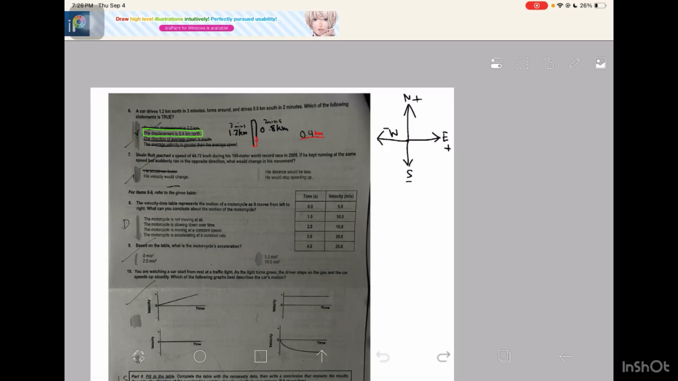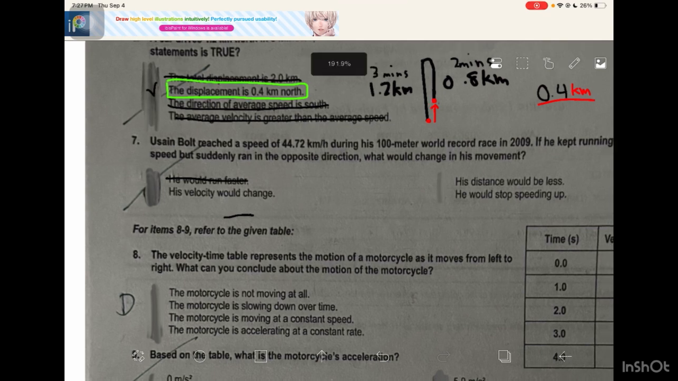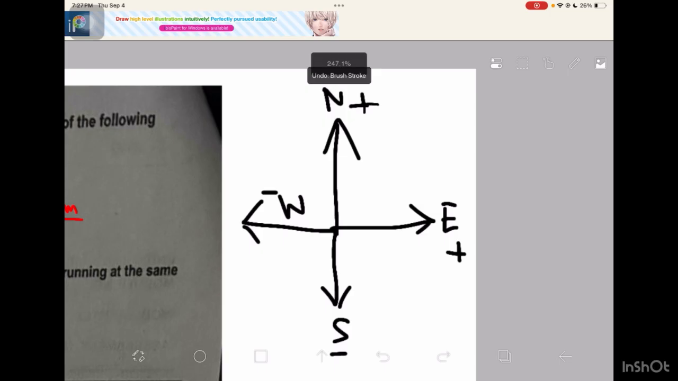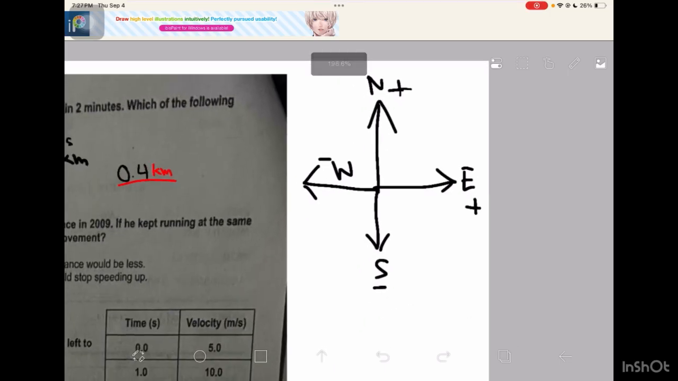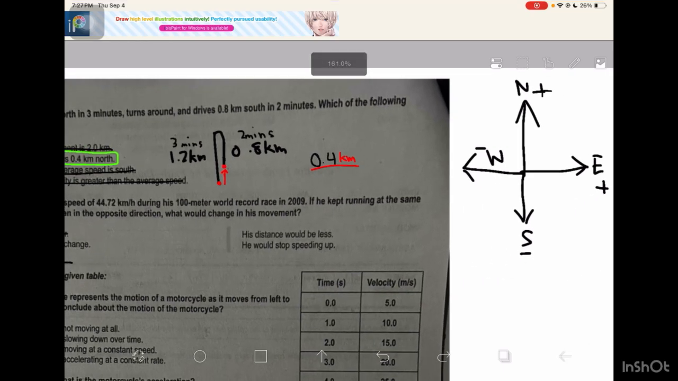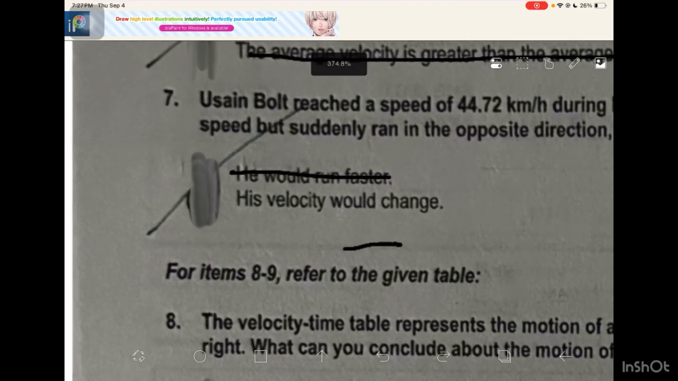And let me just verify this with our answer sheet. Yes. So the correct answer is letter B. And why? As you could see, opposite direction here. Let's say he was running north and goes south. Since we were initially going positive, but now we're at negative, that positive number starts to decrease, and that will affect our displacement. And since displacement is needed in calculating velocity, that is why the velocity would change.